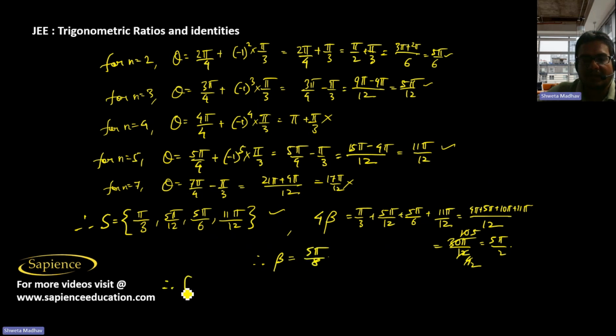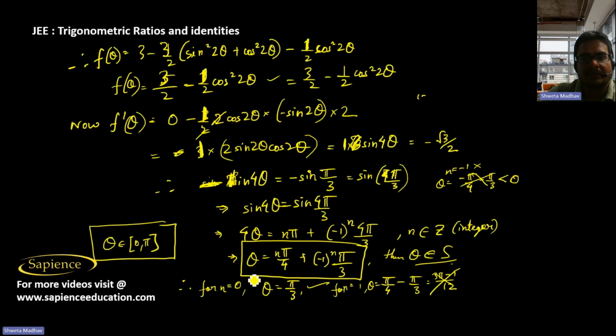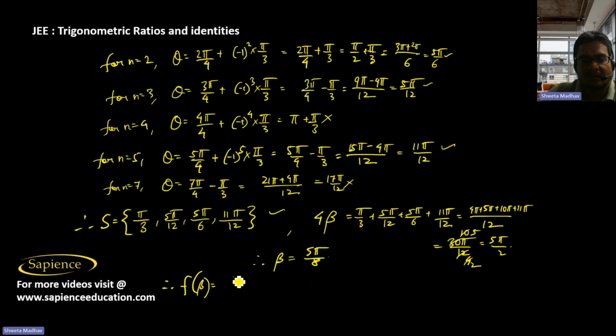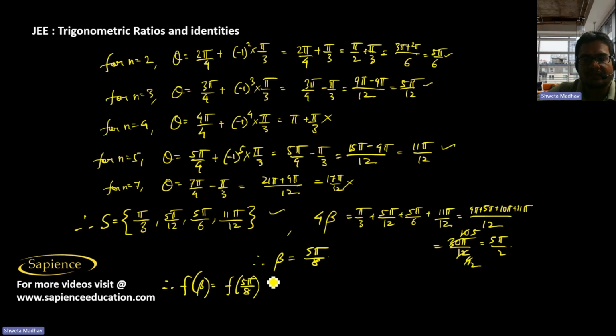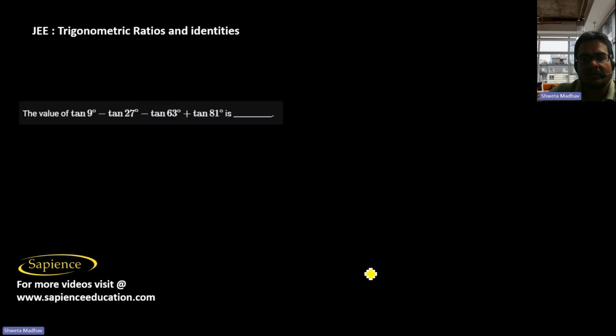Now therefore f of beta has been asked. F of beta we have to find. F of beta, that is f of 5 pi by 8. So therefore f of theta has been told, that is equal to 3 by 2 minus half cos square 2 theta. 3 by 2 minus half cos square 2 beta, that we have to find 2 beta.